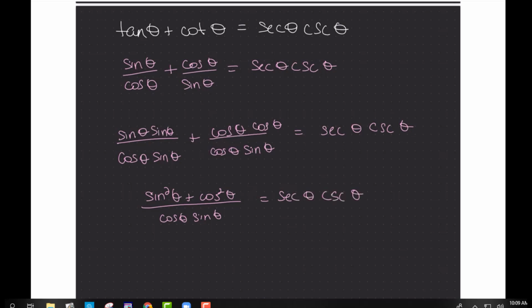Right. So now what do I notice about my exponents? Is there a square? Yeah. What usually helps us with squares? What kind of identity? Pythagorean identity. So can we do anything with sine squared theta plus cosine squared theta? It equals 1, right? So now I have what? 1 over cosine theta sine theta?